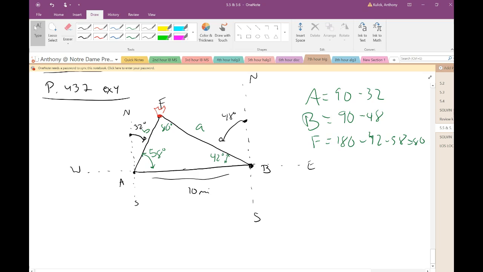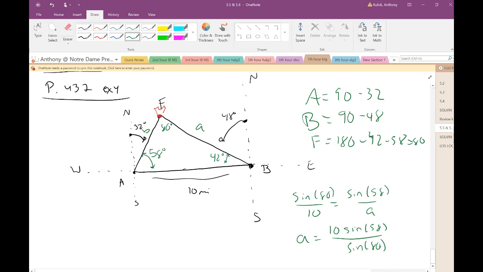And what equation would I write then? Very good. And now all we need to do is cross multiply and divide and get that A is 10 times sine 58 over sine 80. And we'll type that into our calculator.